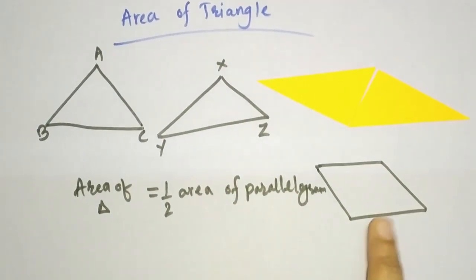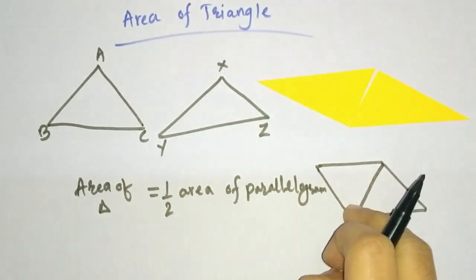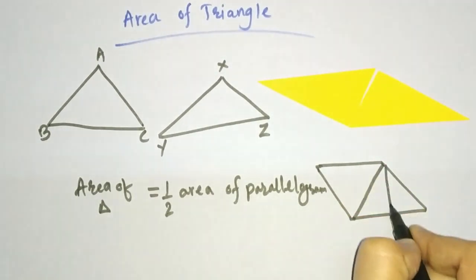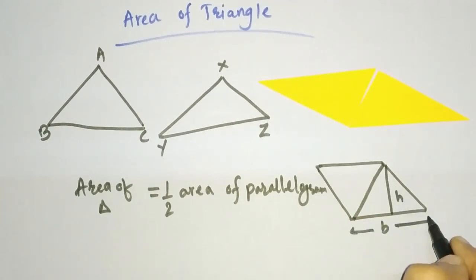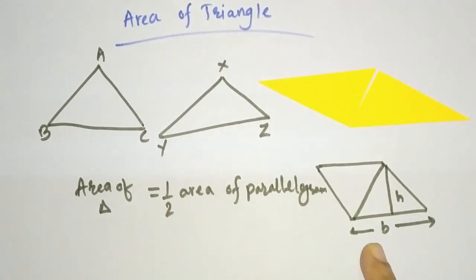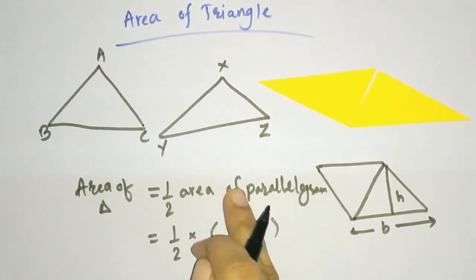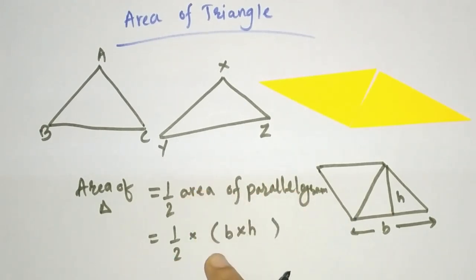Suppose in this parallelogram there are these two triangles, and this is the height of the parallelogram and this is the base of the parallelogram. If B is the base and H denotes the height, then you can say that the area of a parallelogram is going to be B into H. Area of a parallelogram is what? B into H, that is base into height.